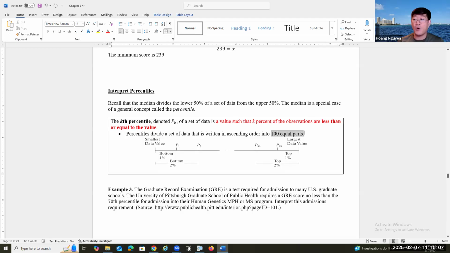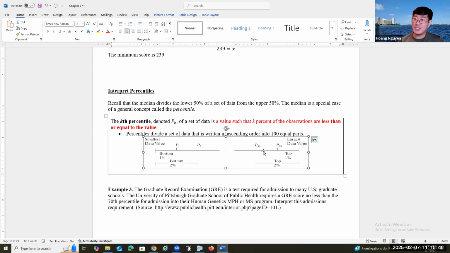So we have the smallest, and then we get P1, which is the first percentile. The first percentile separates the bottom 1% and the top 99%. Similar idea, we have P2, which separates the bottom 2% and the top 98%. Similarly, we can interpret P3. It separates the lower 3% and the top 97%, and so on. So that's the definition of percentile.